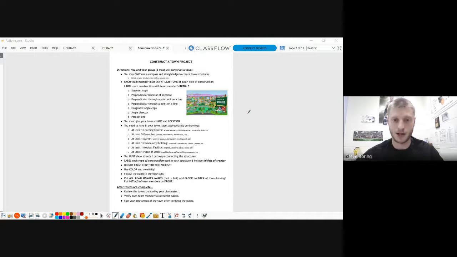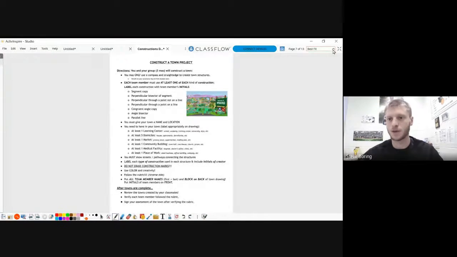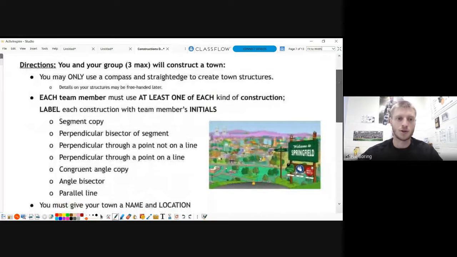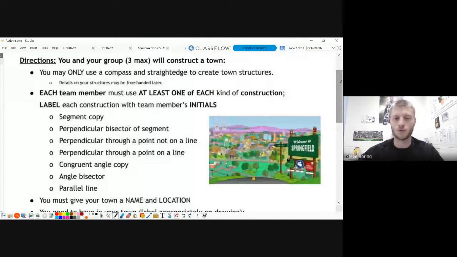We talked about it a little bit last time, but let me go over it one more time for you. So today, you are going to start your project. We're going to do some brainstorming. Your groups are going to be 2 to 4 people, no more than 4 people, ideally 3 people. You're going to make a town using a compass and straight edge. It says only, but you can freehand some stuff, but make sure you include all of the constructions.